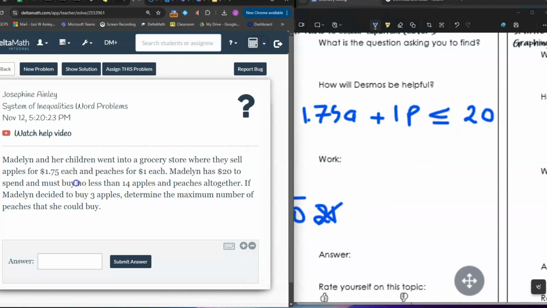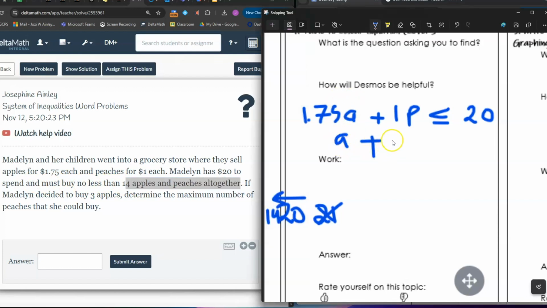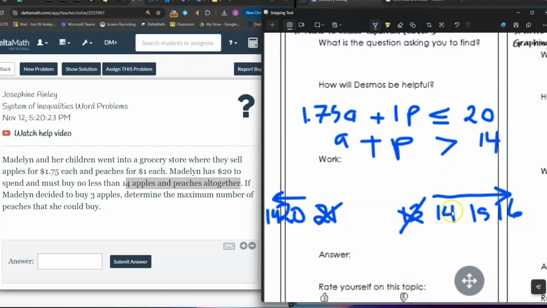All right, now listen to what she says. You must buy no less than 14 apples and peaches together. So what does that mean? That means apples plus peaches, all right, 14. And what's the key word? No less, no less. Okay, so let's think about it. Can I buy a total of 14? Yes. Can I buy 13? No, because it says no less than what? 14. So I can buy 14, but I can't buy 13. Can I buy 15? Yes. Can I buy 16? Yes. So look at my arrow. Okay, so it looks like this. And can I buy 14? Yes. So I include it like that.